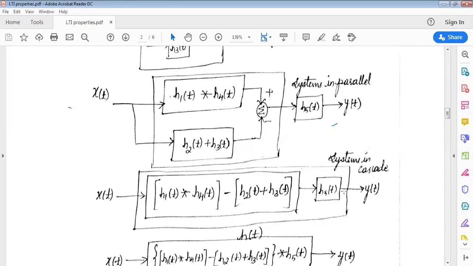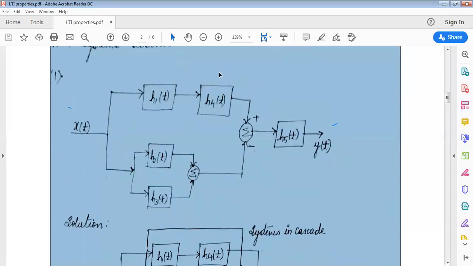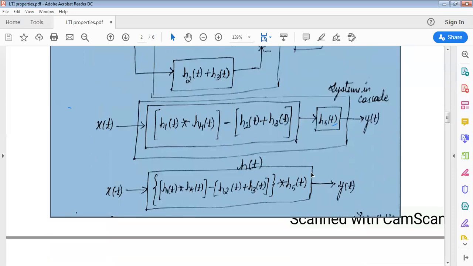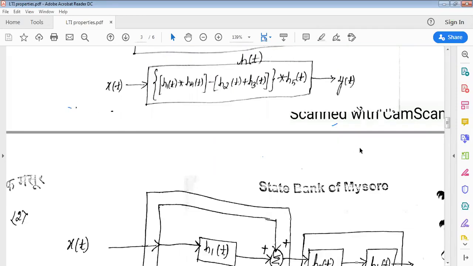So this is simplified. Once again, if you go to the original figure, you can see that finally the overall impulse response of these connections is getting cascaded with h5 of t. So how do you simplify these impulse responses? The final impulse response will be the convolution of the impulse response of this system with the impulse response of the system h5 of t. So this is your overall impulse response. So step by step, we have used the rules of the systems connected in cascade and the systems connected in parallel to reduce it.